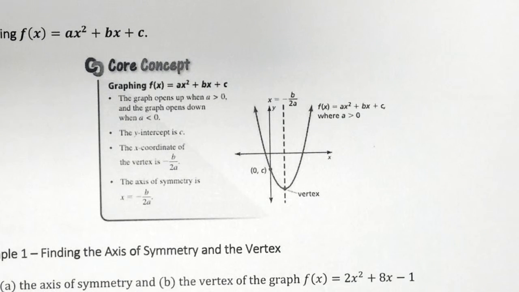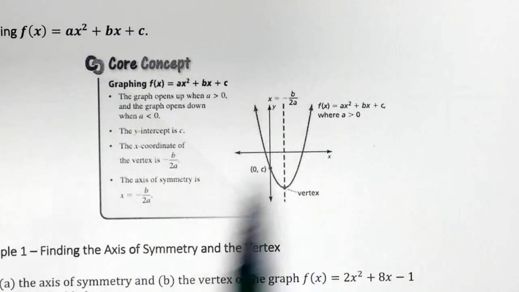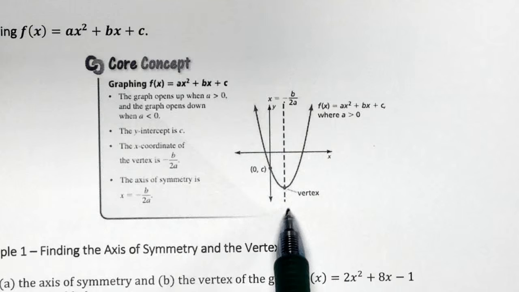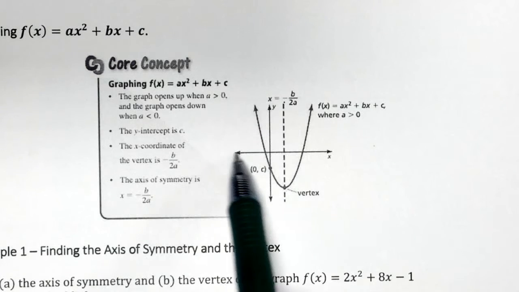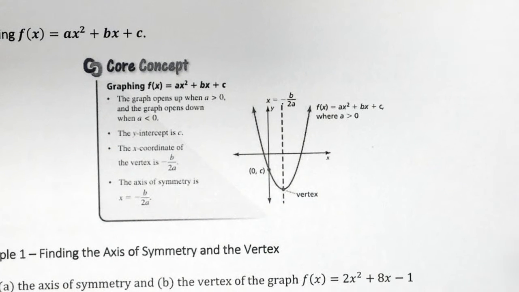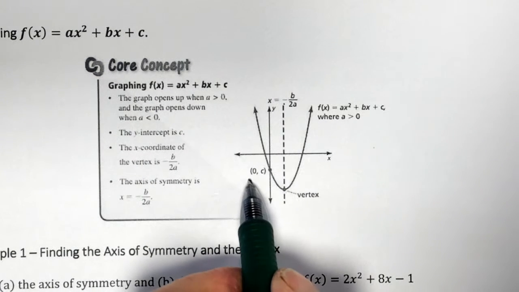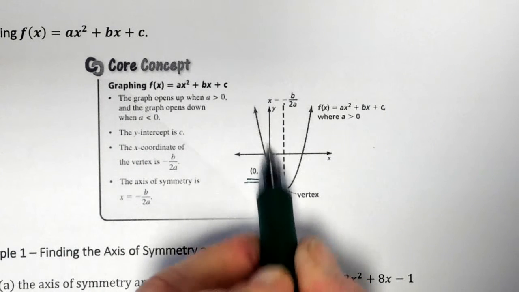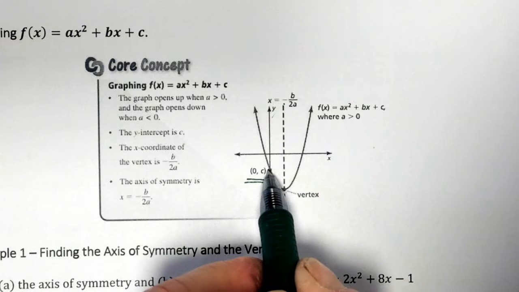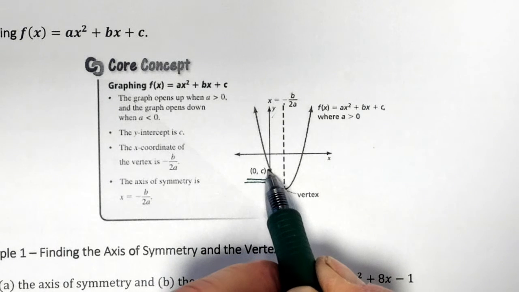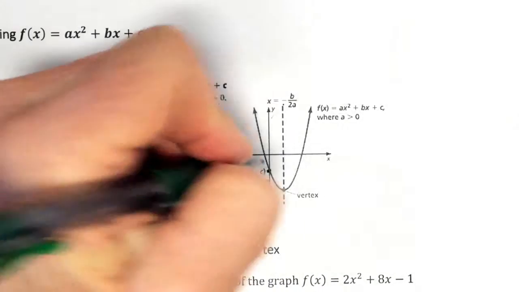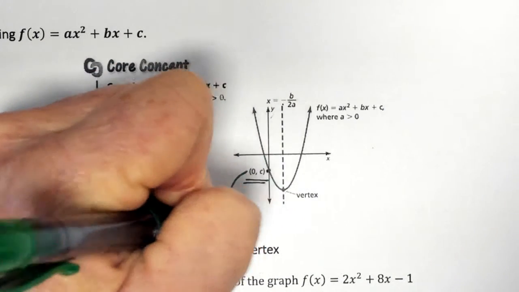Okay, so look at, there's our vertex. Here's my axis of symmetry. Here's my y line, here's my x line, or my x and y axis. And I want you to take note. Take a look at this right here. Here's the y-axis, and look where my parabola crosses the y-axis. That's the y-intercept. This is the y-intercept.